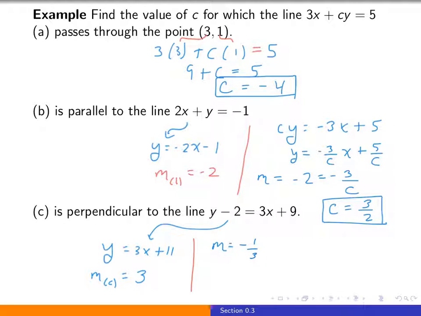And from our work in part B, we know our slope is minus 3 over c. So minus 1/3 needs to be minus 3 over c. So what we can do here is multiply both sides by c and multiply both sides by minus 3. So multiply by c, multiply by minus 3, c ends up being 9. So two very important characteristics here. Two lines are parallel if and only if their slopes are equal. Two lines are perpendicular if and only if their slopes are negative reciprocals of each other.